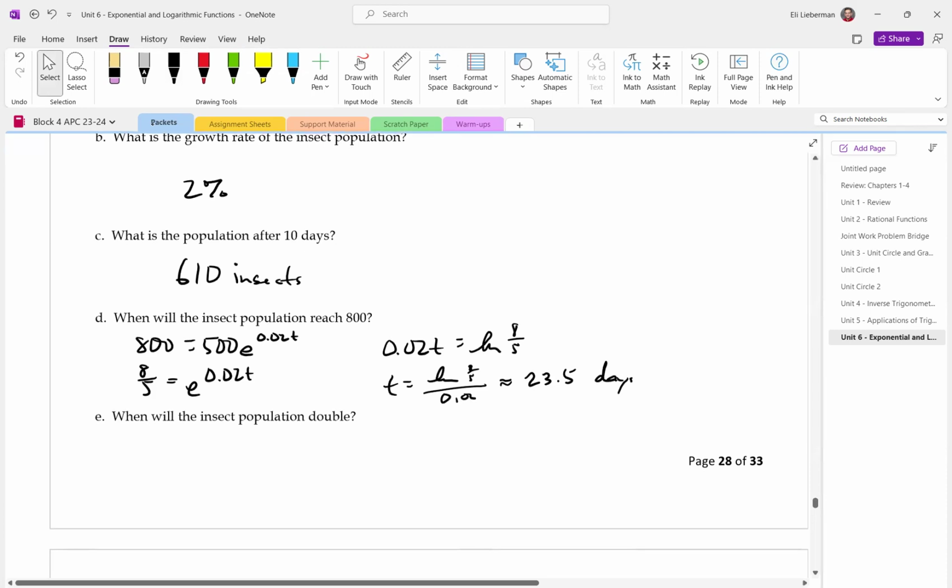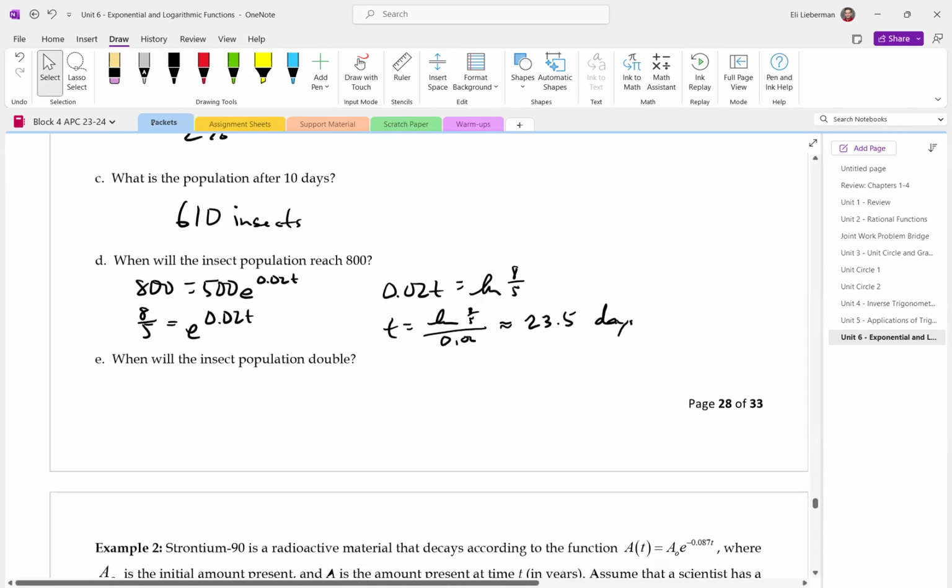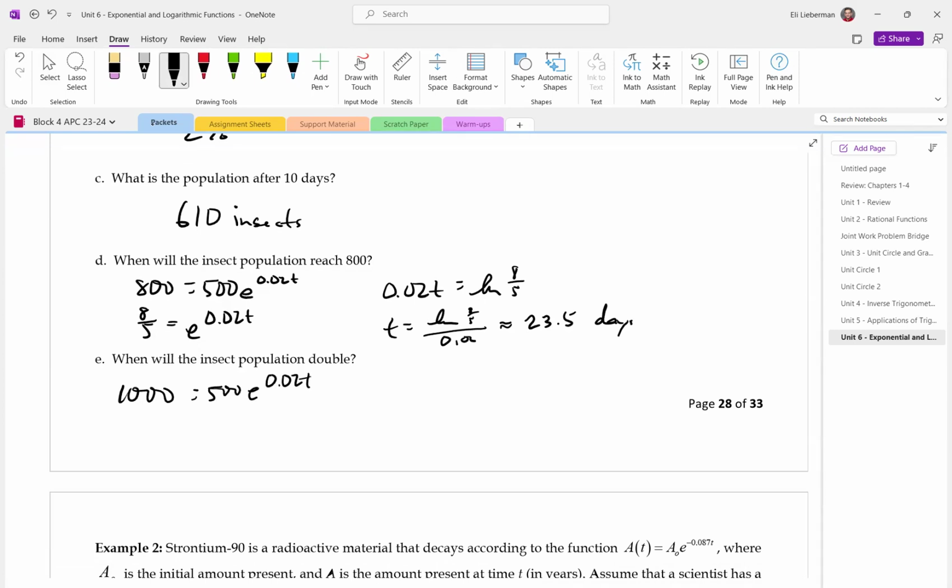Brandon, thank you. Andrew, for E, please. So I set A equal to 1000. So 1000 is equal to 500 e to the 0.02 times t. Can you cut to the chase? I think I went through that process already. 34.66.